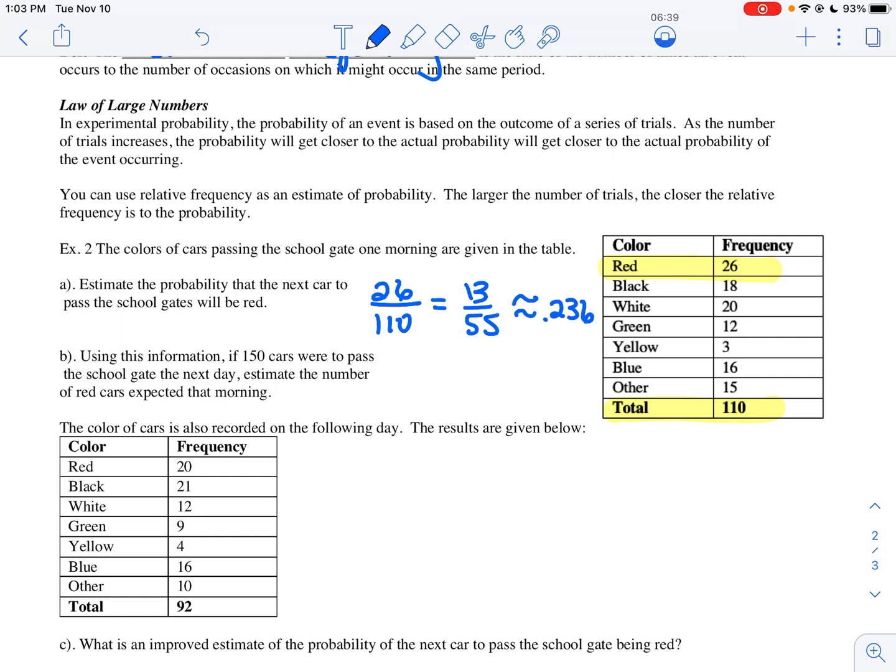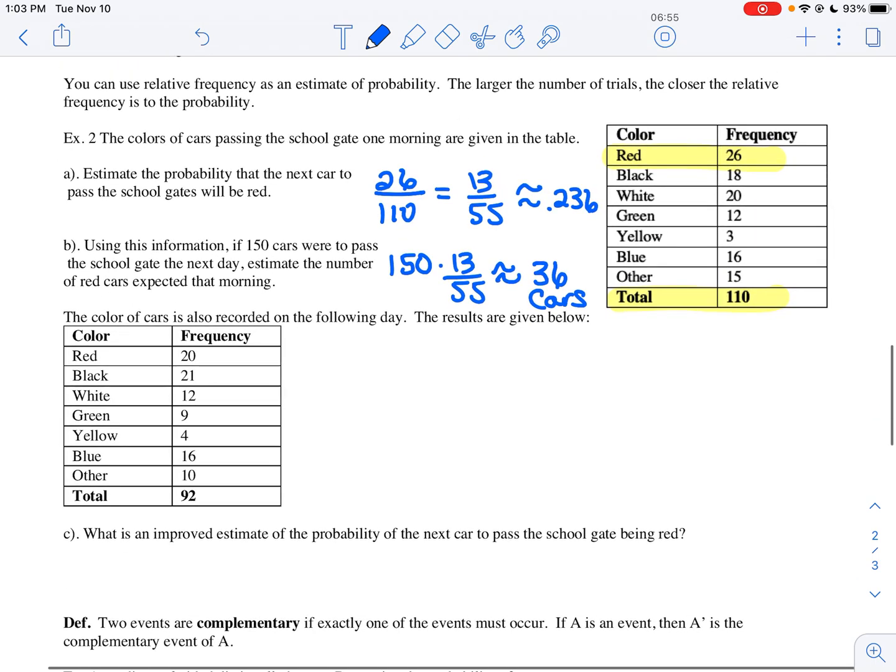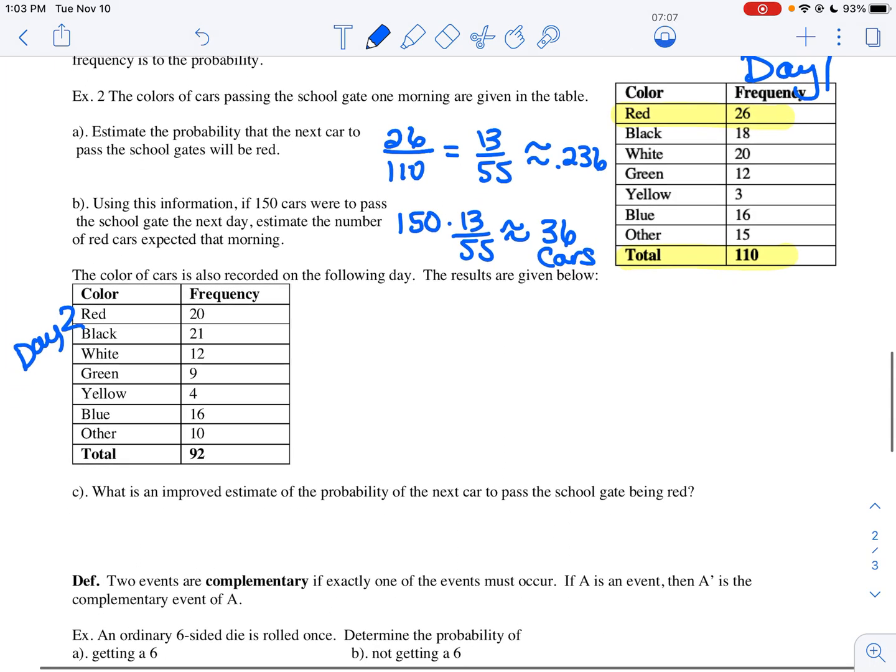So go ahead and pause the video and see if you've got the hang of it. So you're going to take 150 times 13 over 55. So I got about 36 cars, 35.5. All right, the color of cars is recorded on the following day. So this is now day 2. This was day 1. It says, what is an improved estimate of the probability of the next car to pass the school gate being red?